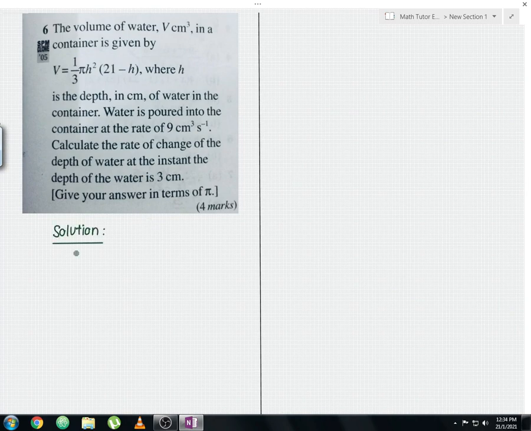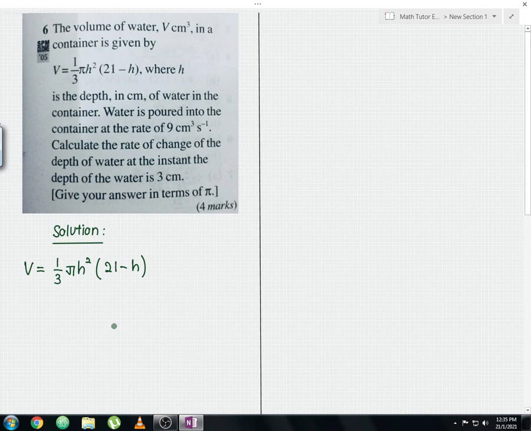Let us continue. To start off, I'm going to write down all the relevant information from the question into the working here. The first information that we can see is the volume of water V cm³, which is this one. Let us write it down in our working. So given that V = 1/3 πh²(21 − h).